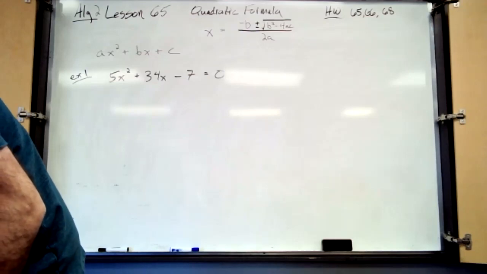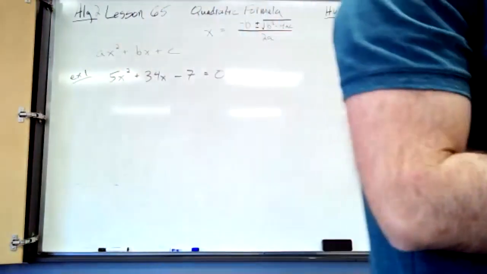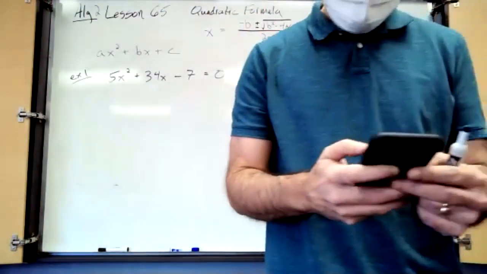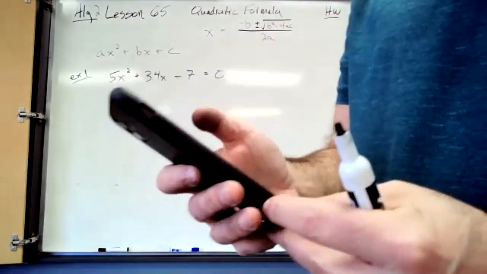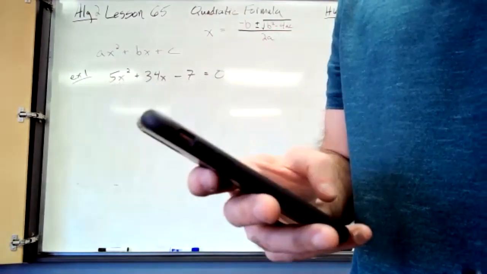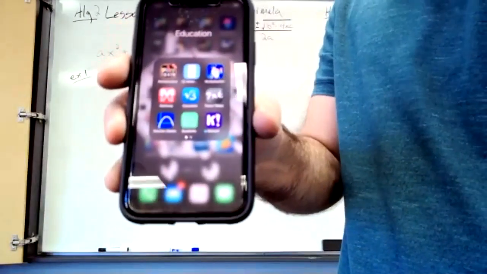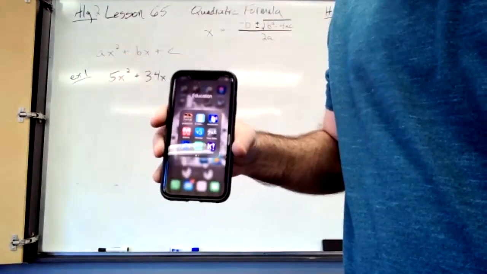Okay, so now I'm going to make your life easier for those of you who earned it. This is an app that you can find, and this is what my app looks like. See that little green? It says quadratic. So it's called quadratic.